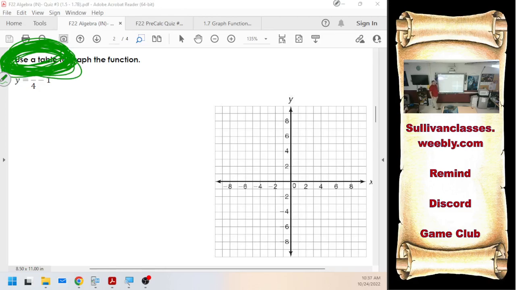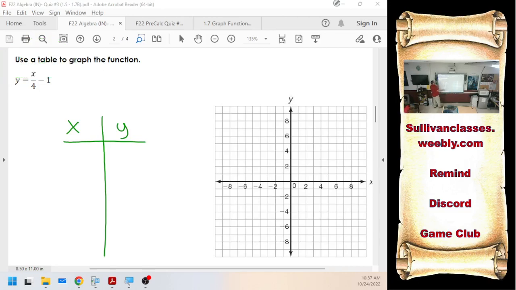Hey, what should we have next to this? Yes, please put a table next to this. I do care if you remember slope-intercept form, because that's good. That makes me happy. But in this case, no.